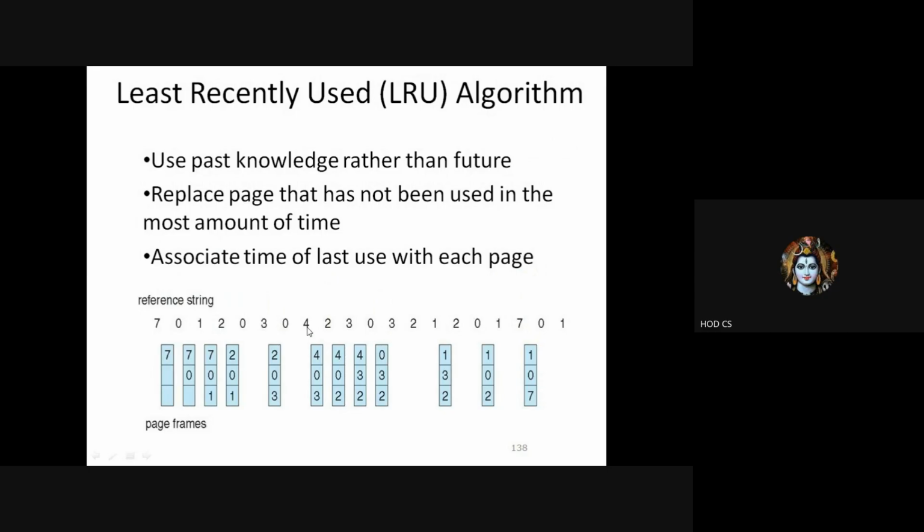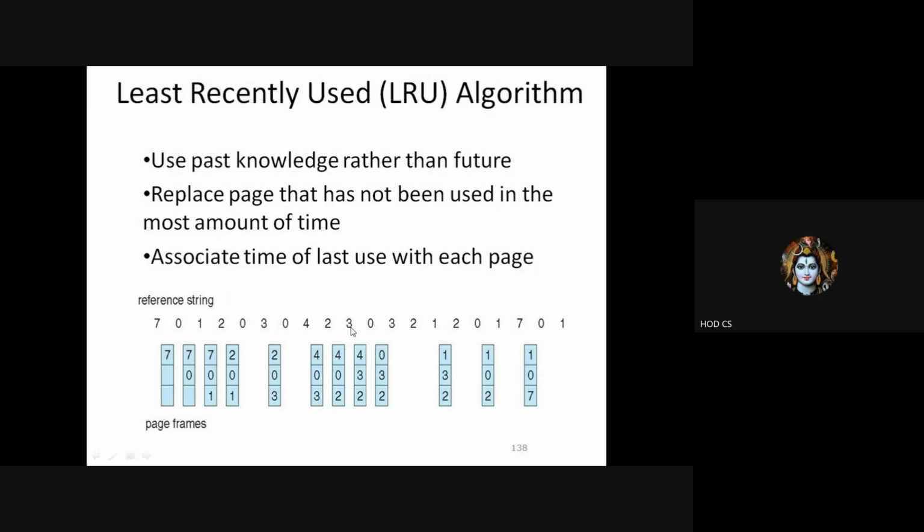4 needs to replace the bit which is farthest in the past. You can see here what is in the far past: 0, 3 and 2, and 2 is the farthest. So I'm going to replace it with 4. Now take the bit 2. Check the farthest. I have 4, I have 0, and 3 is available in the farthest. Okay, replace it with 2.